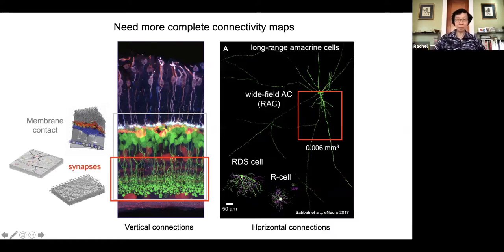Like other parts of the brain, where there are also lots of horizontal connections, there are also these long-reach endocrine cells that Steve talked about earlier, and they're very, very large. And the largest volume we have so far only can capture a small part of these cells. And therefore, we need even larger volumes to capture all these horizontal connections and get a more complete map of the circuits.